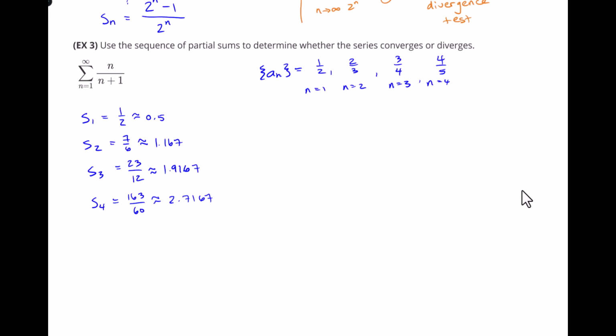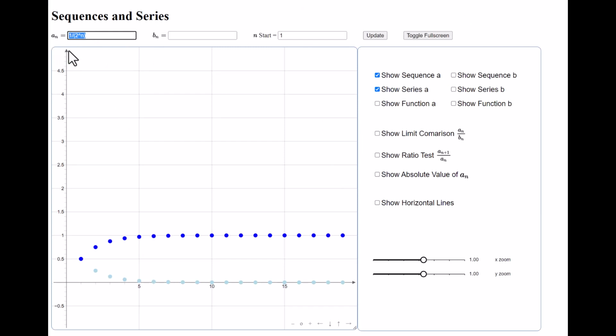We'd see something happening. So if it's not converging, we can try and look at it visually to see more terms, to see if it looks like it might converge eventually. So let's try that. Okay, so we have n over n plus 1. Yes, this is not converging.